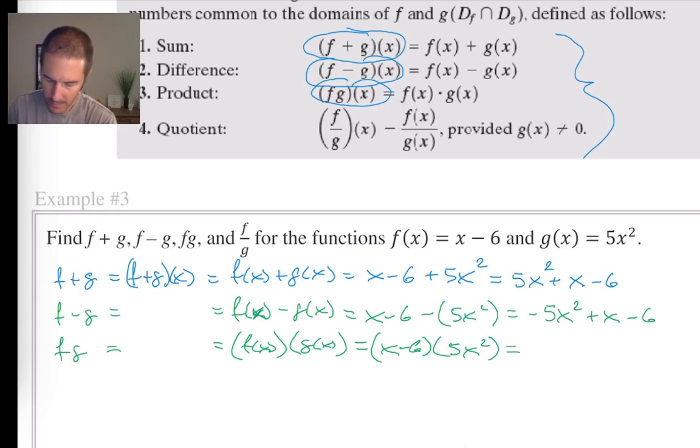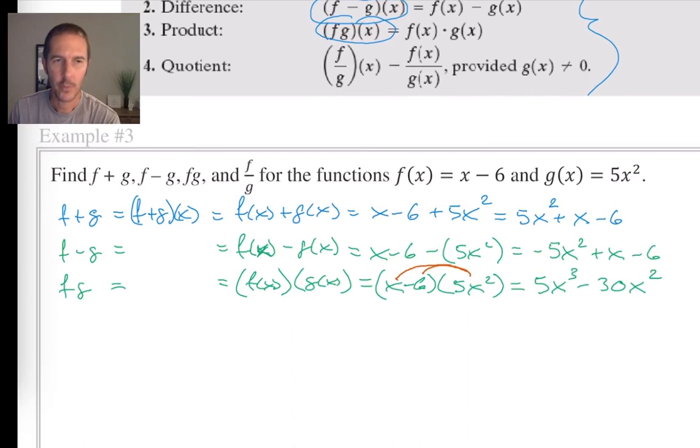And when we find this product, you can indeed distribute multiplication from the right. Don't hesitate to do that. The 5x squared is going to multiply into the 6, or negative 6, and into the x, leaving us with 5x to the third power minus 30x squared. Normally we distribute in from the left, but it is allowed in this algebra to distribute from the right. Finally, the quotient, f divided by g.